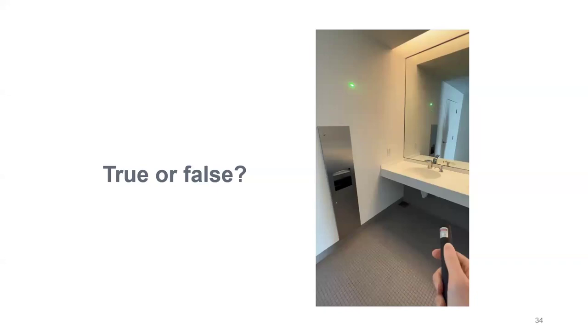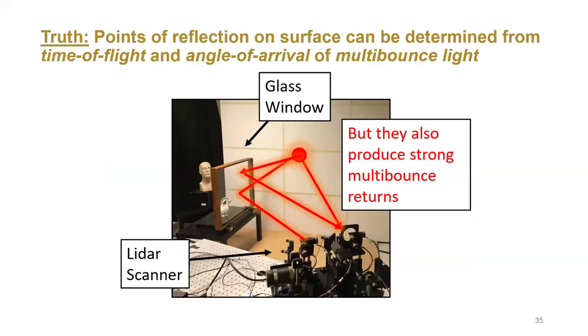So my point is, even though specular surfaces can often produce very faint direct returns, if those specular surfaces are embedded in environments that contain lots of diffusely reflecting surfaces, and most indoor spaces would be included in this, and many outdoor spaces would too, then they often produce very intense multi-bounce returns that are fairly easy to measure.